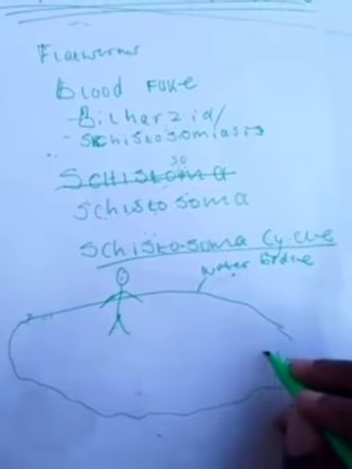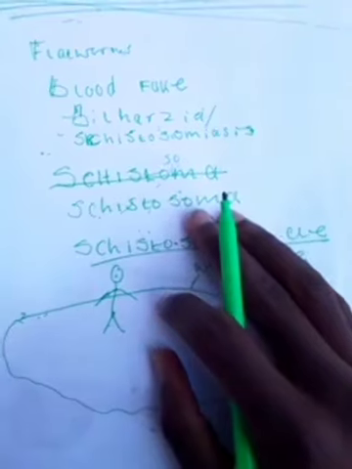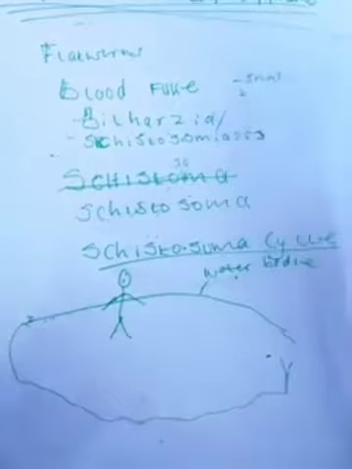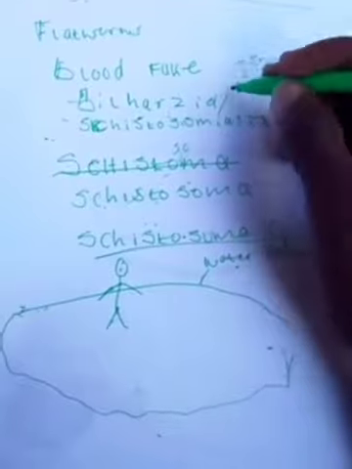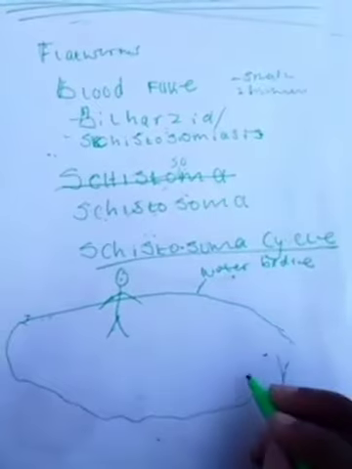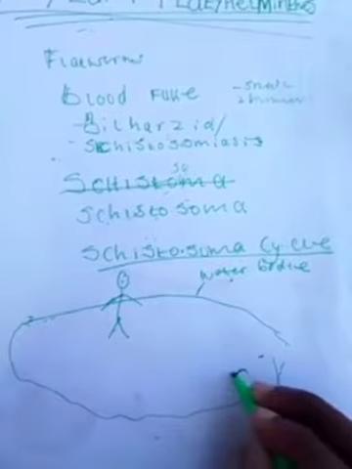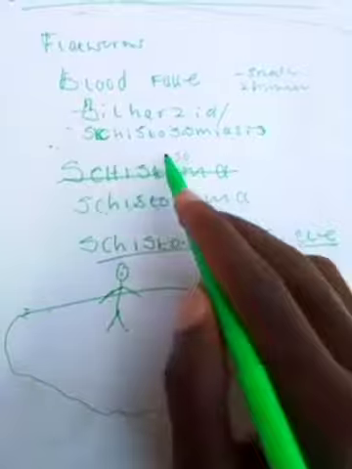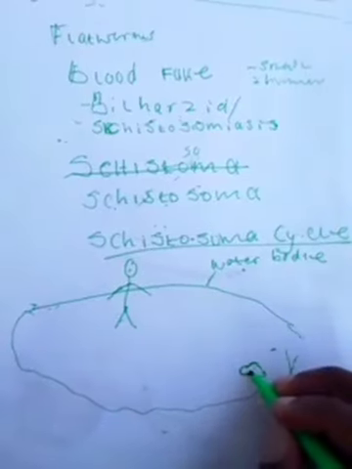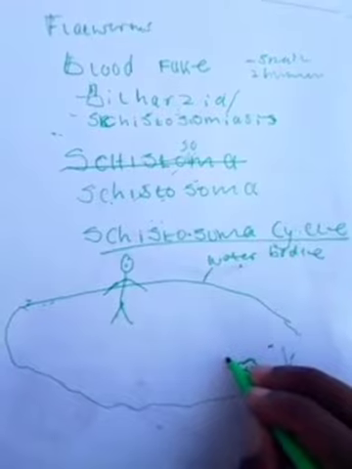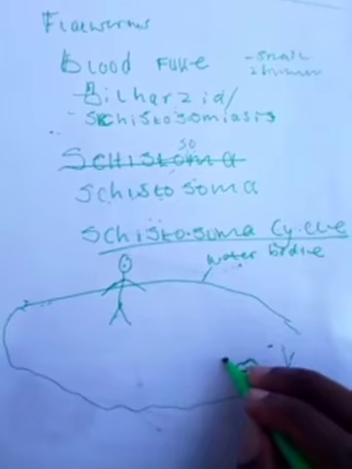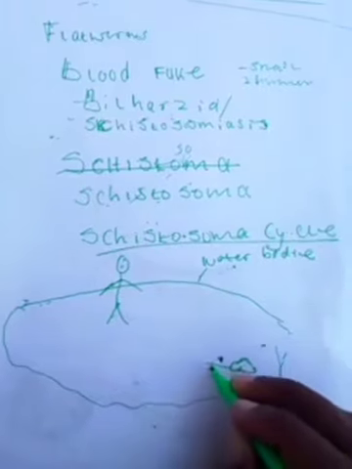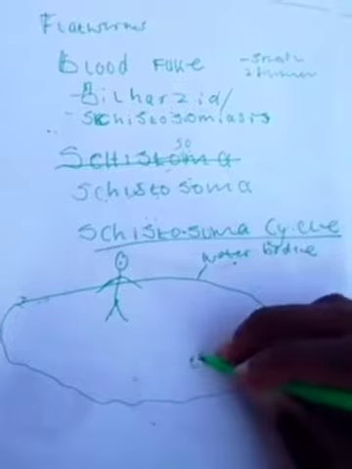At first, there's going to be a snail. The vectors, the things that carry this worm, include the snail and you, the human being. So it starts with the snail, the snail that we looked at. This snail is where the Schistosoma is going to be carried. The snail is going to release it in the water body, and this is now going to release what is called cercaria.